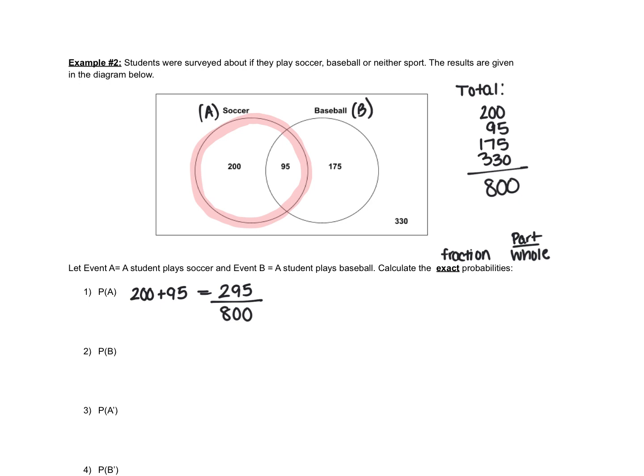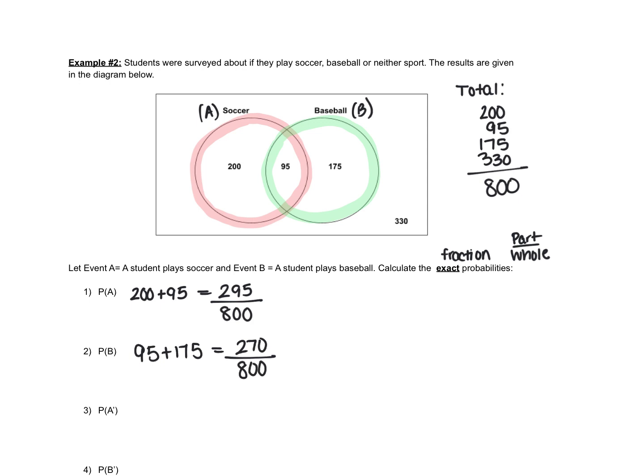Okay, next, the probability of event B. So what is the probability that a student plays baseball? So again, we need to look at the baseball circle, and we need to add up all of the people that are in there. So we've got 95 plus 175. And when you do that, you get 270. And we need to divide that by the total of 800, part over a whole.